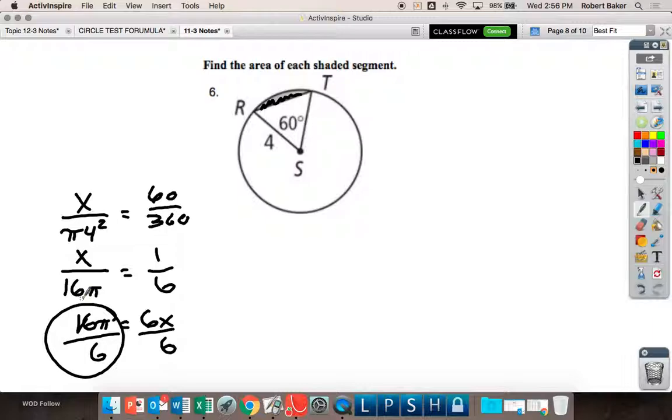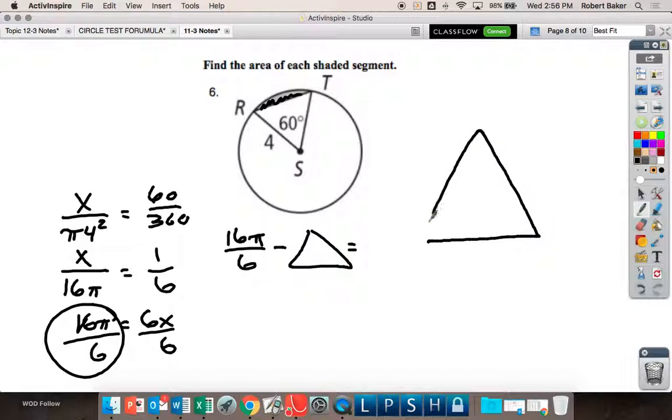Okay, so I'm going to take 16 pi over 6, and I'm going to subtract the area of the triangle. I've got to find the area of the triangle first. Now, don't freak out. I have a triangle that looks like this. And look, this angle is 60. So, how long is the radius? 4. Well, how long is the radius?